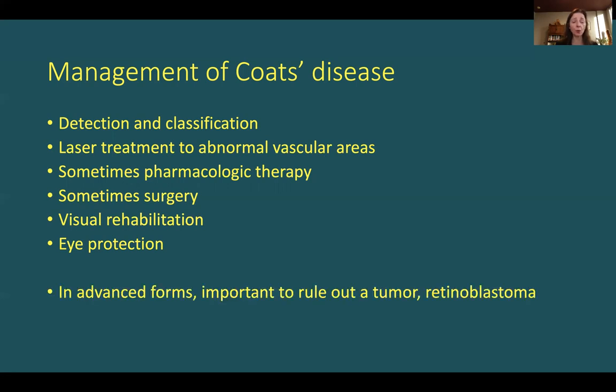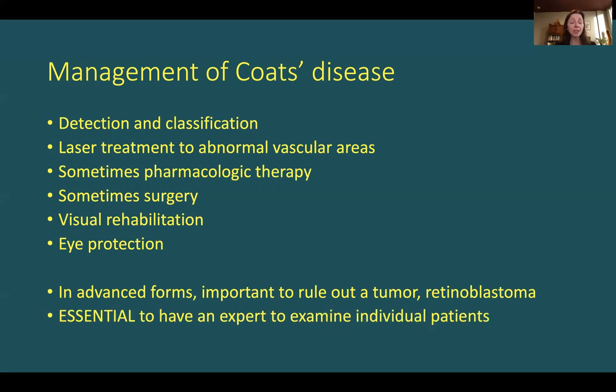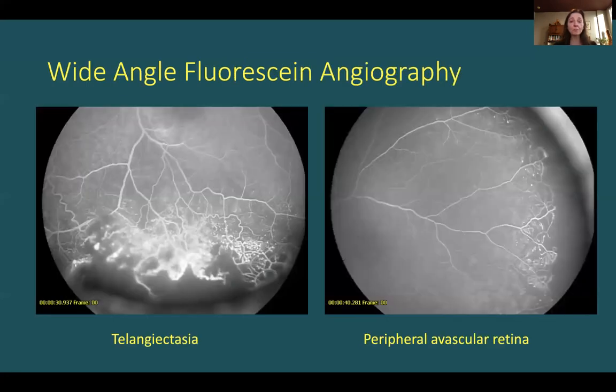In advanced forms with retinal detachment, it's important to rule out a tumor, especially the malignant retinoblastoma. And this is why it's essential to have an expert examine individual patients. Coats can have a very variable appearance, and therefore it's important to have someone who treats Coats regularly make the diagnosis and the treatment and follow through with visual rehabilitation.